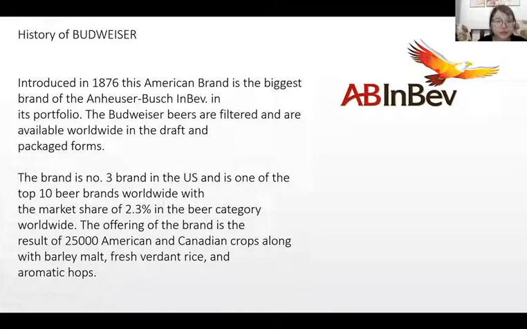Budweiser beer is filtered and available worldwide in draft and packaged form. The brand is the number 3 brand in the US and one of the top 10 beer brands worldwide, with a market share of 2.3% in the beer category worldwide. The offering of the brand is a result of 25,000 American and Canadian farmers growing the finest fresh rice and aromatic hops.